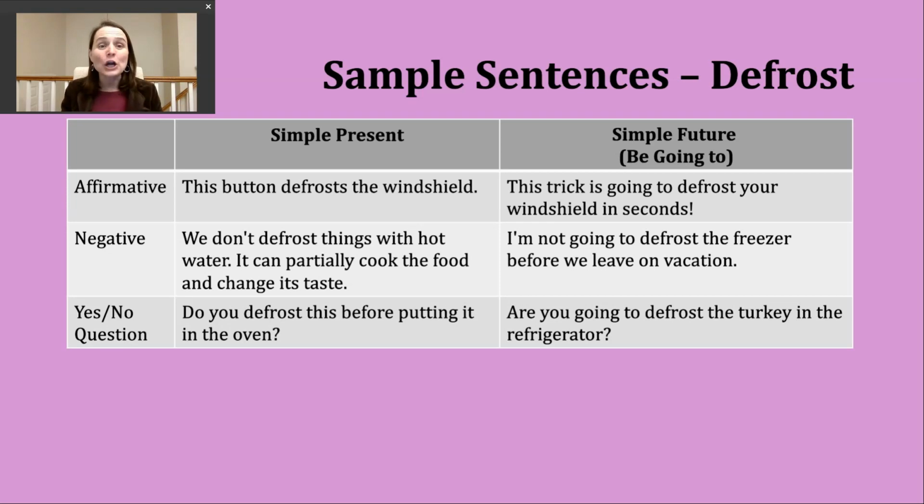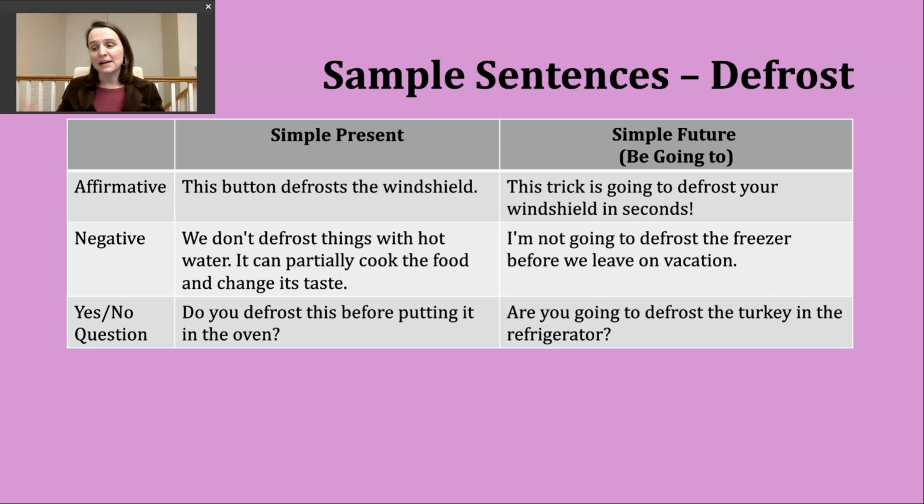Now, let's take a look at a negative simple present sentence. We don't defrost things with hot water. It can partially cook the food and change its taste. So I borrowed this sentence a little bit from some cooking instructions someone else was giving.